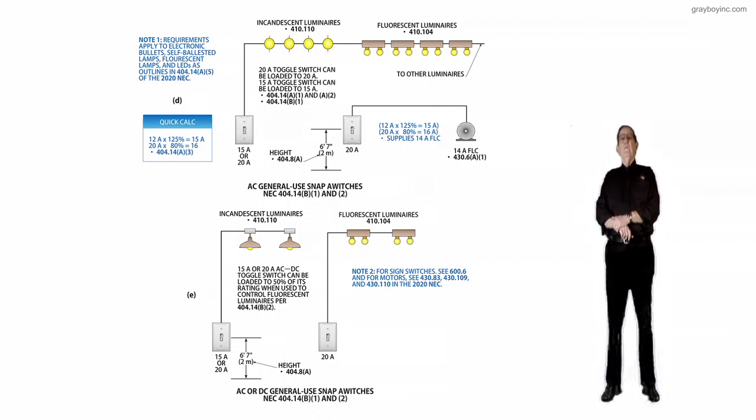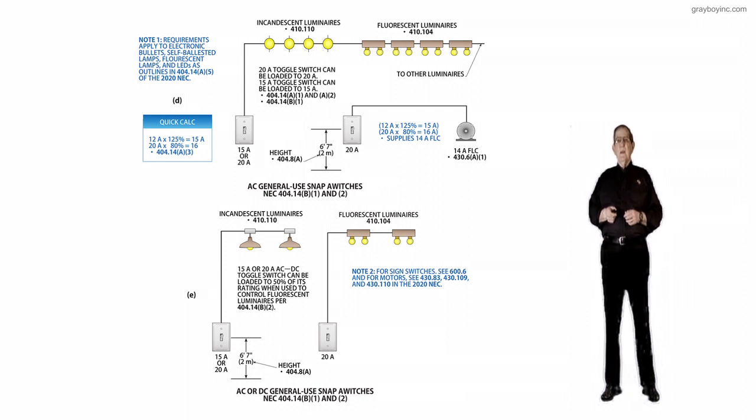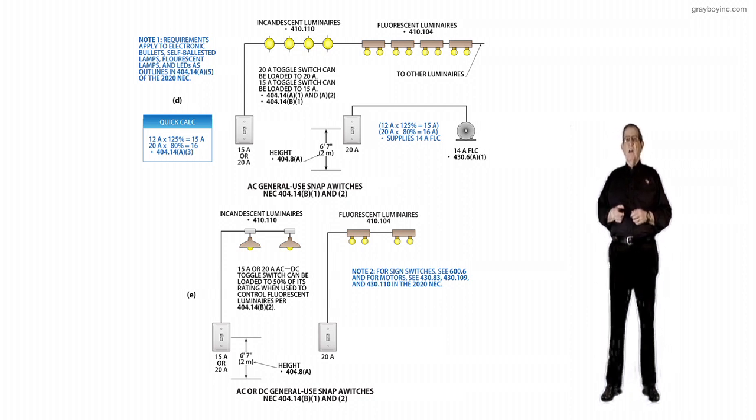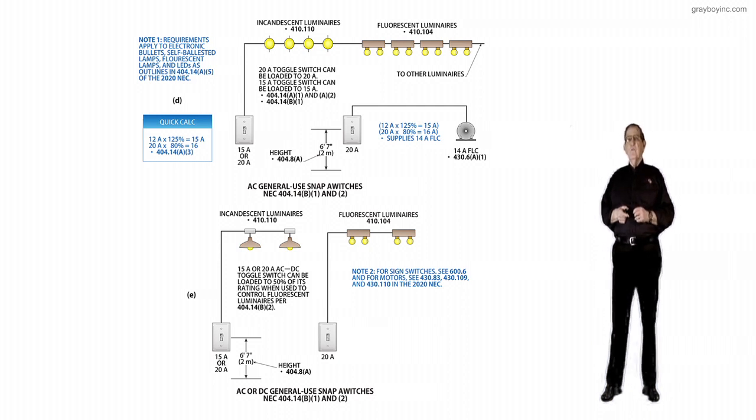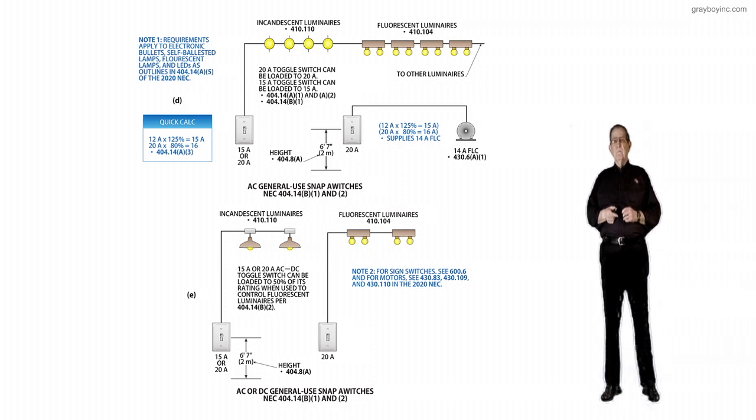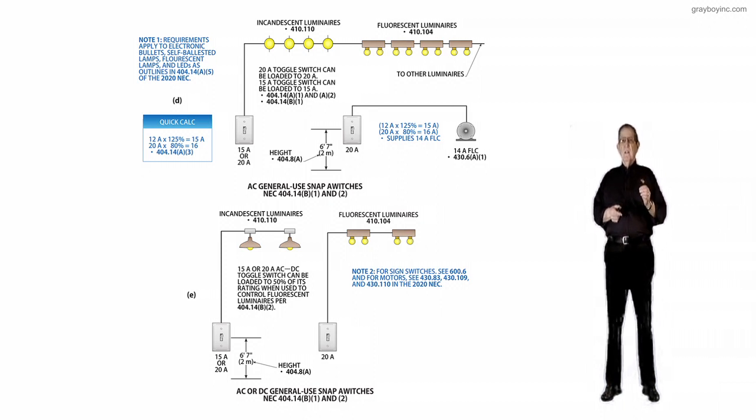To review this, let's look at the callout to the left. It would be E there. Notice that a 15 or 20 amp AC/DC toggle switch can be loaded to 50% of its rating when used to control fluorescent lighting. So we have a specific loading for that 15 or 20 amp.